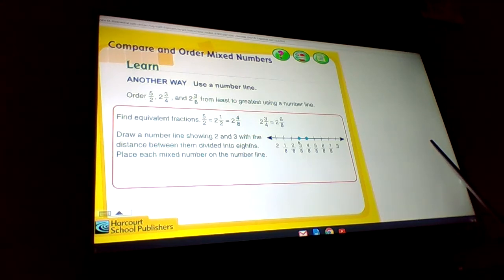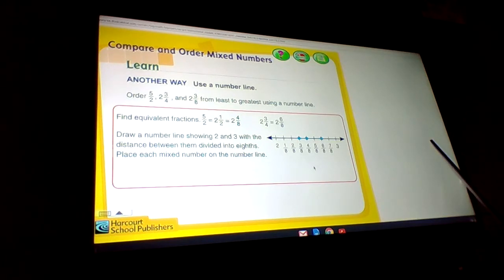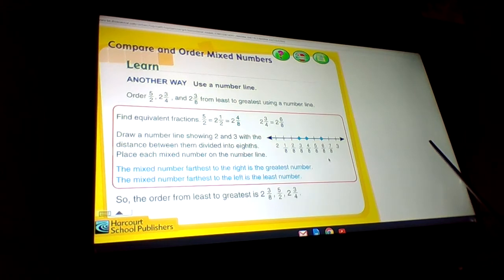Let's put our dots. 3/8, 4/8, 6/8. Well, this is pretty easy for us to figure out. Here's our greatest, our middle, and our least. Remember, when you write the answers, though, you have to take it back to your original fraction. So look how they're going to write this.